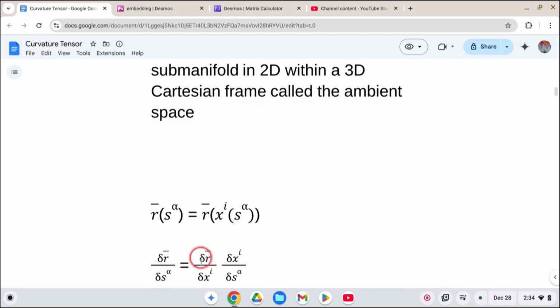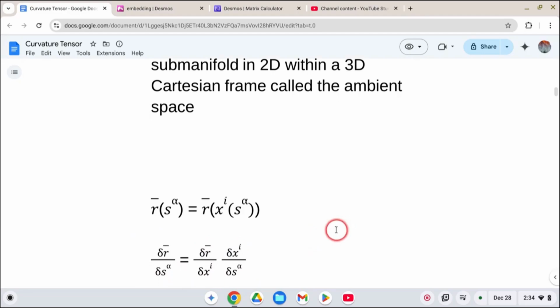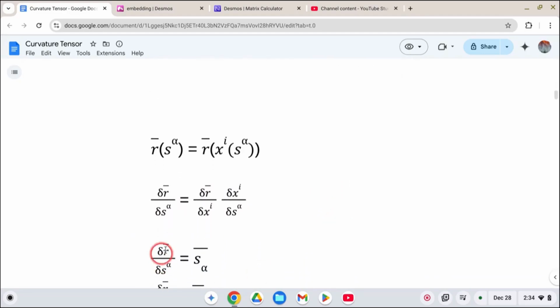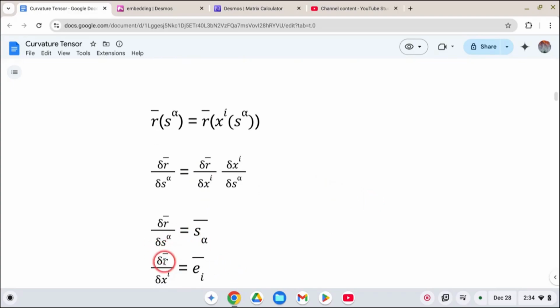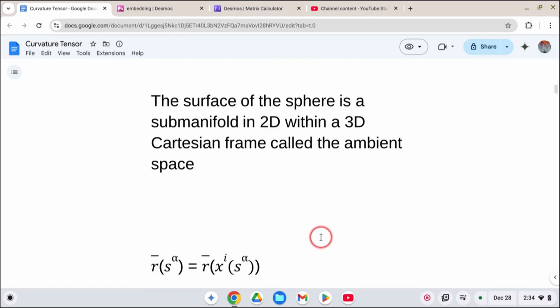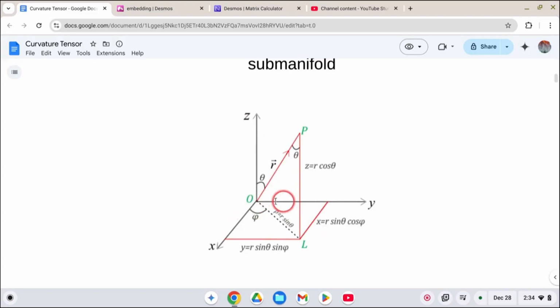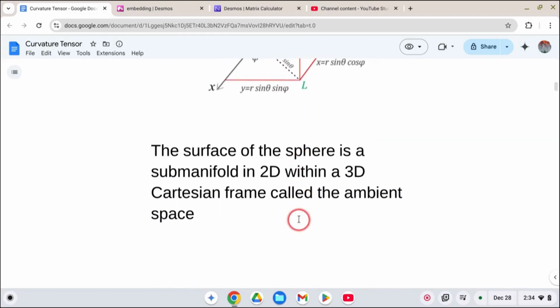All right, so we have these three items. Now, we know what this is and what this is already, right? So the partial derivative of a vector with respect to a coordinate is a basis vector. So this is the surface coordinate basis vector, S alpha. And that one we've been using all along. The partial derivative of the vector with respect to a coordinate in the ambient space is just the regular old covariant basis vector that we always use. So in this case, these are just the i, j, k's, right? These are just these guys, i, j, and k. There's nothing sexy about it at all, okay?